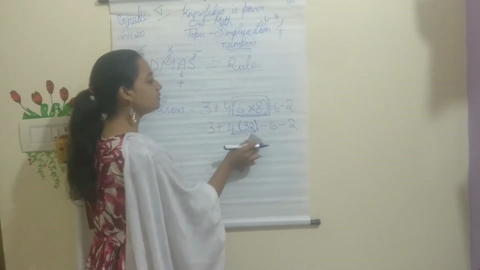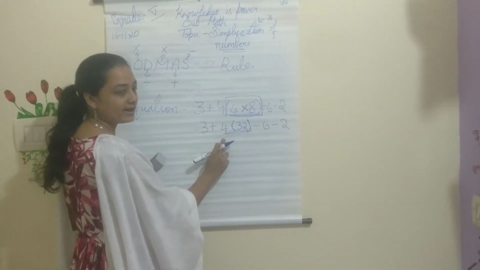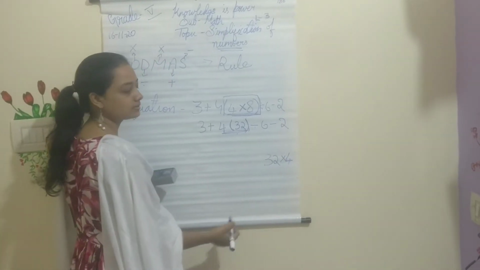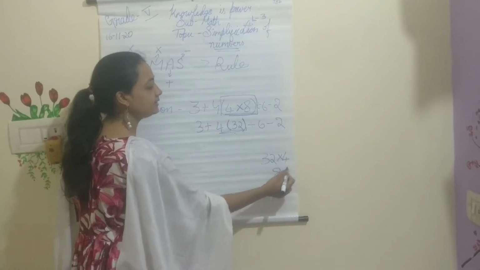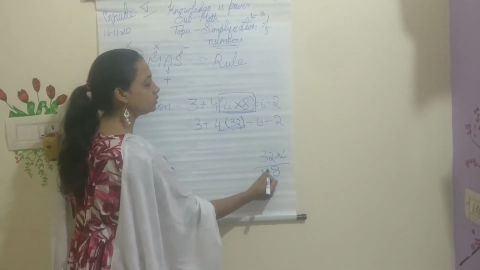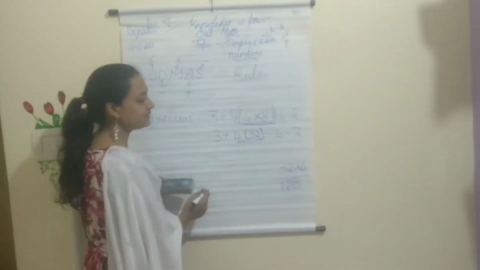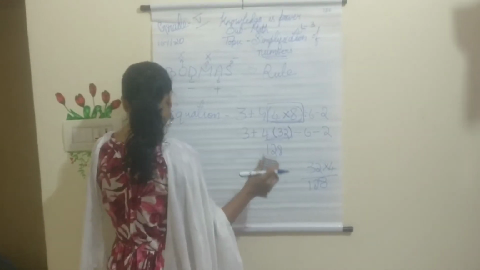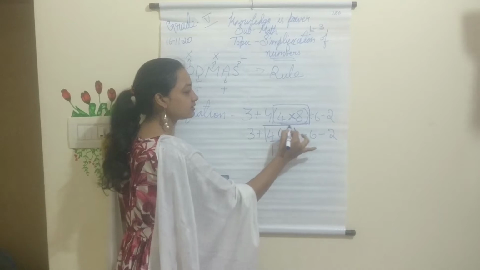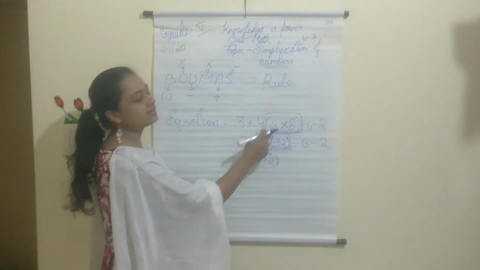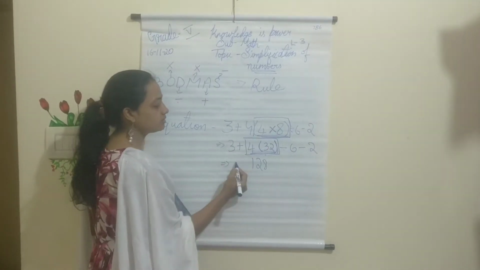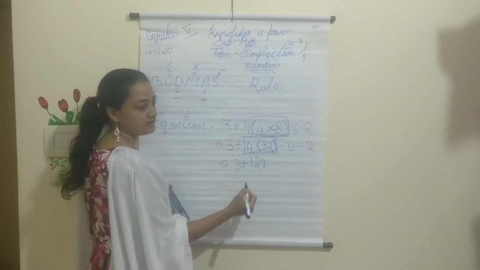So what should we do now? Take 32 and 4 and we should multiply. 4 2s are 8, 4 3s are 12. This is the answer. So I get 1, 2, 8. So I got the answer for this. So I finished the second step. In the next step, I should write all the numbers as they are, whichever is remaining, without simplification.